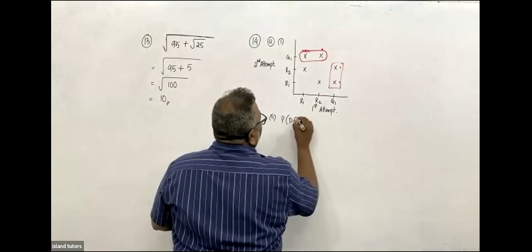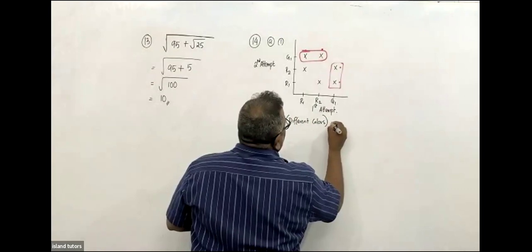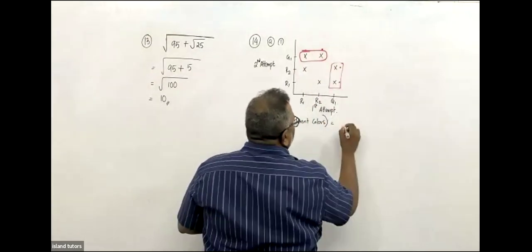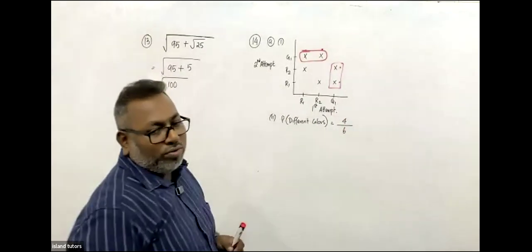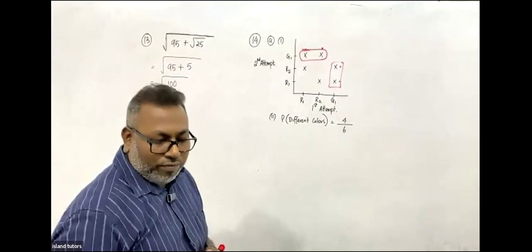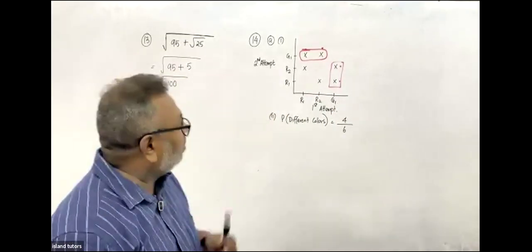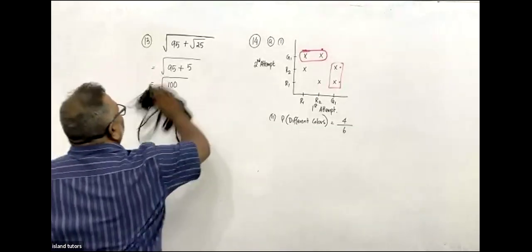Probability of different colors. What is it? You have 1, 2, 3, 4, 5, 6. Out of 6, you're getting 4 out of 6, which are going to be of different colors. That was an easy question. Okay. Right. Then part B of this question.